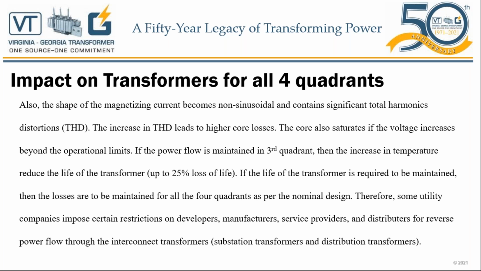The core also saturates if the voltage increases beyond the operational limits. When you try to pass 115% of no load voltage, or you start passing that 105% with load and power factor, the cores are not designed to go beyond the limits that they are designed for. If the power flow is maintained in the third quadrant, then the increase in temperature reduces the life of the transformer, up to 25% loss of life. If the life of the transformer is required to be maintained, which we always want to do, then the losses are to be maintained for all four quadrants that we saw several slides ago, as per the nominal design.